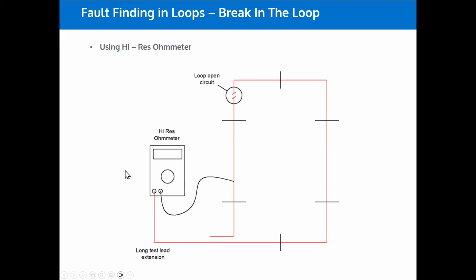That's effectively how you find a break in the loop using a multimeter. Quite often the meters now have a continuity tone, so when it makes a tone, you know that you've got a good connection. If we were testing all the way along here, you're not getting any tone at all. Then as soon as you hit this point, you get a tone, and that's the point of the break.